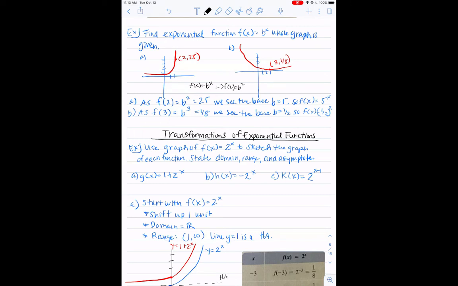For our second graph, we're doing the same thing. So we have f of 3 equals b cubed. And we know that equals 1/8 because that's our y value. So our base would need to be 1/2 because 1/2 cubed is 1/8. So f of x equals (1/2) to the x.